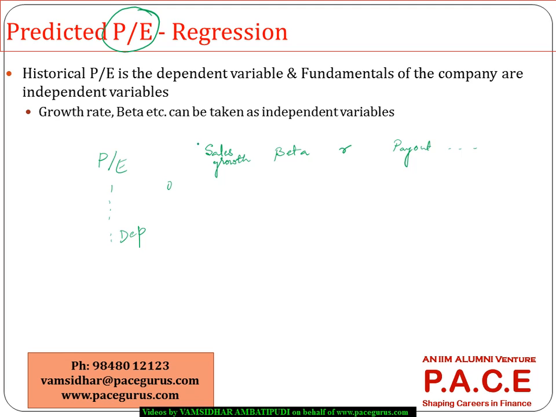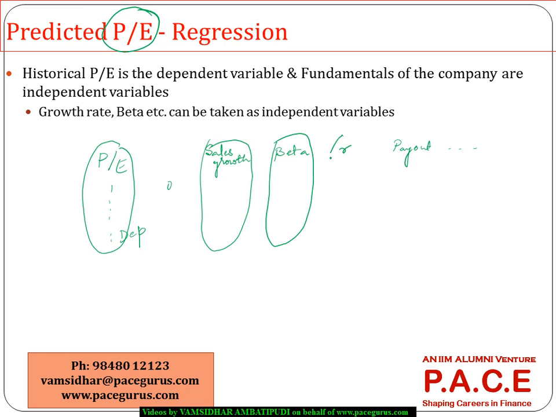What we can do is take this historically as the dependent variable and all these values as our independent variables, and based on this a regression can be performed. So if there is a forecast relating to the sales growth for the next period, the beta for the next period, and so on, then I can look at what would be the projected P by E for this particular company for the next period.